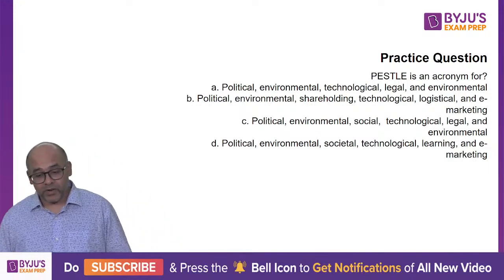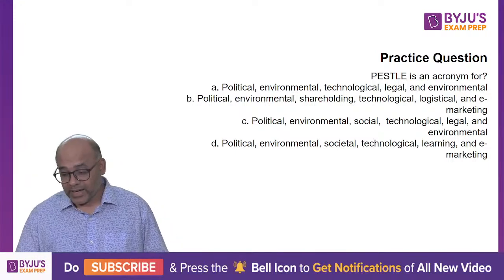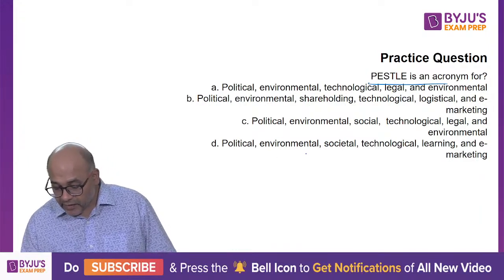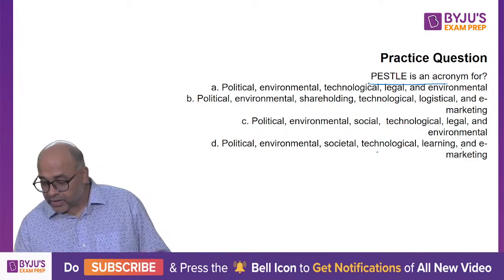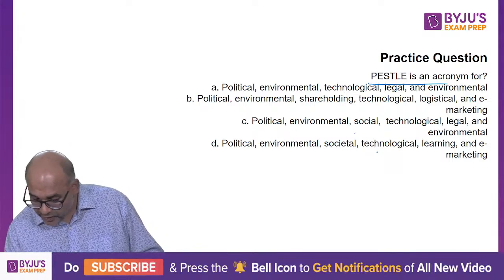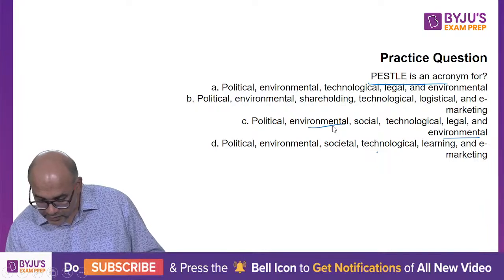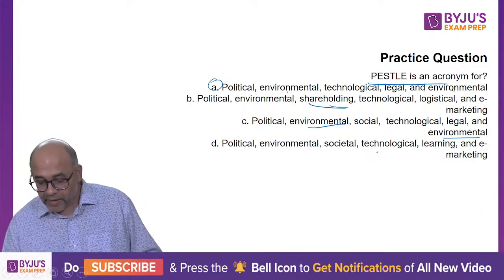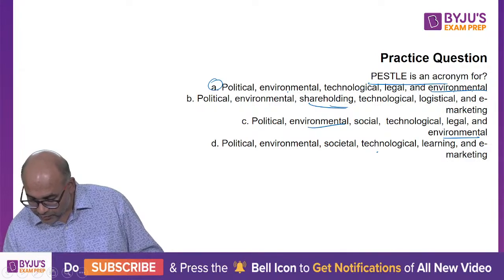This is just an acronym. I think we have seen this in one of the previous classes. PESTEL is an acronym for Political, Environmental, Societal, Technological, Learning and Environmental. Political, environmental, okay, this has come twice. This is not correct. Shareholding is not correct. This is correct: Political, environmental, technological, legal and environment. Environmental has come twice here also.